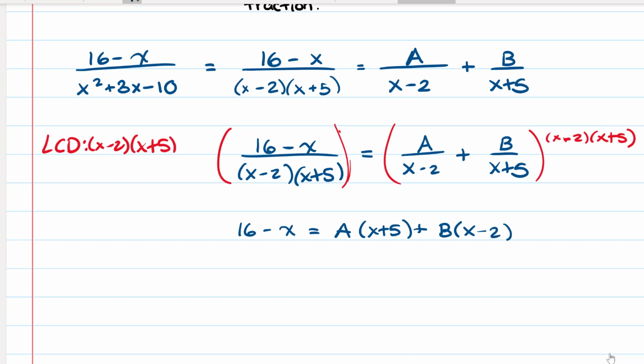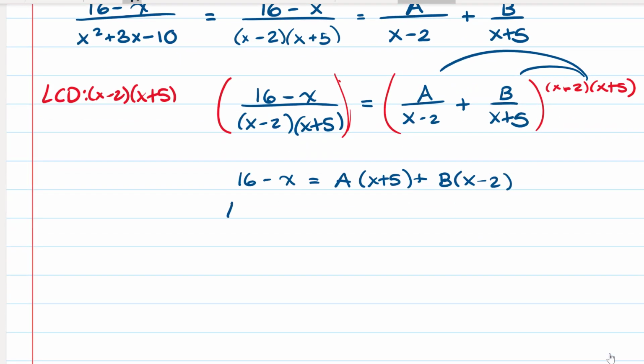Notice that when this went to both, it cancels the term that it doesn't have. So if it has the x minus 2, that's the one that's going to cancel, and I'm left with the x plus 5. If it has the x plus 5, the x plus 5 is going to cancel, and I'm left with the x minus 2. Okay, so I'm going to go ahead and distribute.